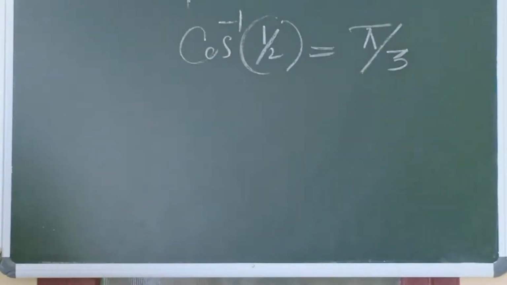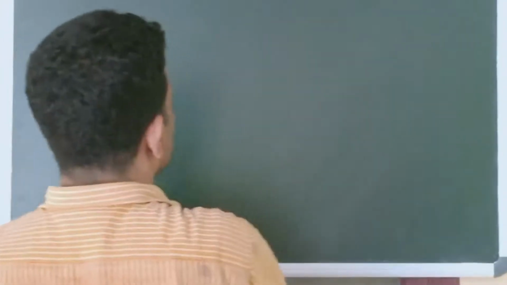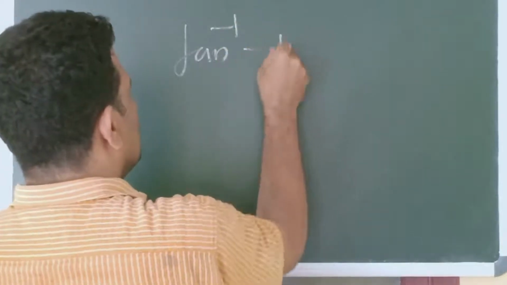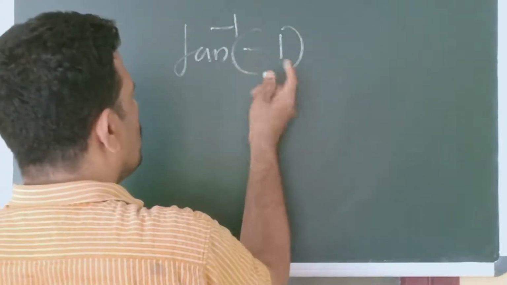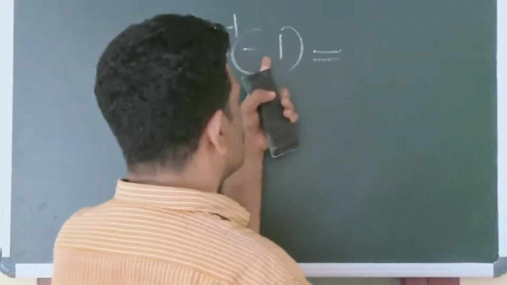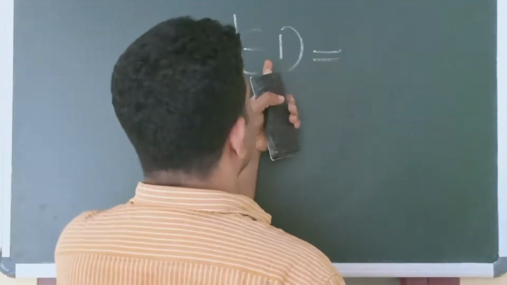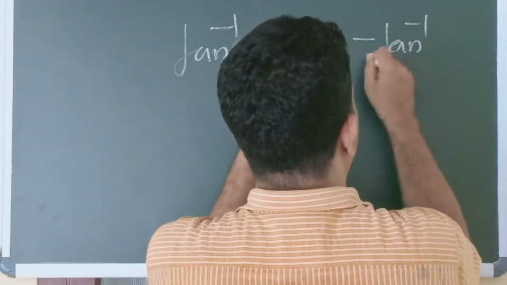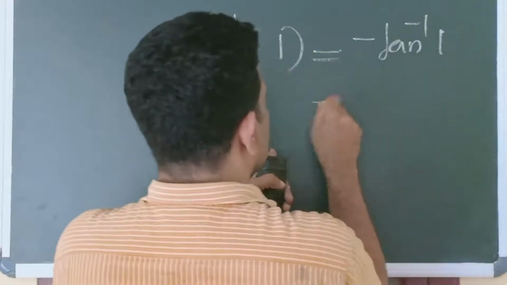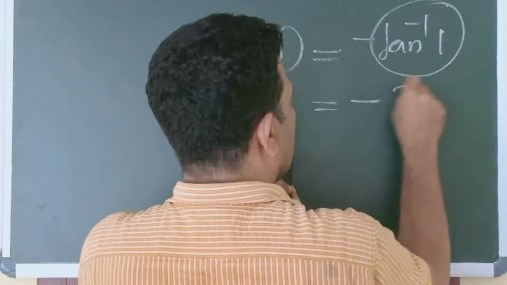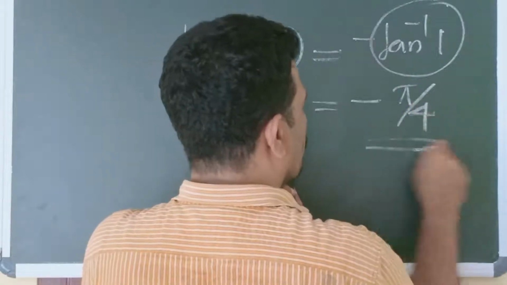Now we can take the next question, that is tan inverse of negative 1. Here it is a negative sign, therefore we have to apply property 2. Property 2 says that tan inverse of minus x equal to minus tan inverse x. Therefore we can write it as minus of tan inverse 1, and tan inverse 1 equals pi by 4. Therefore the answer is minus pi by 4.